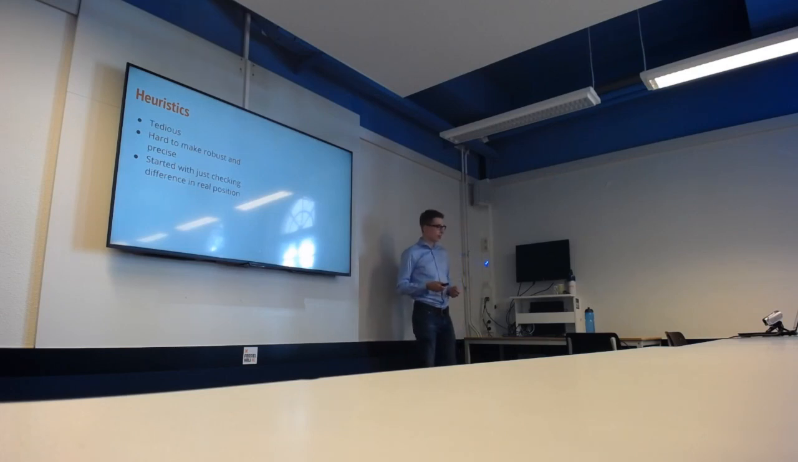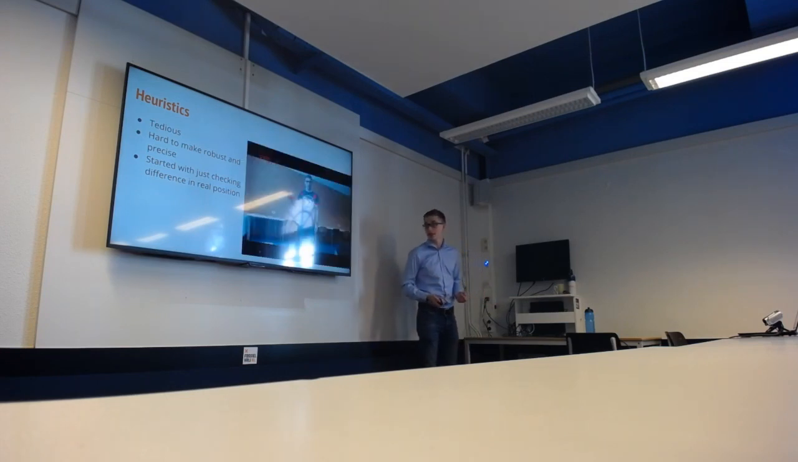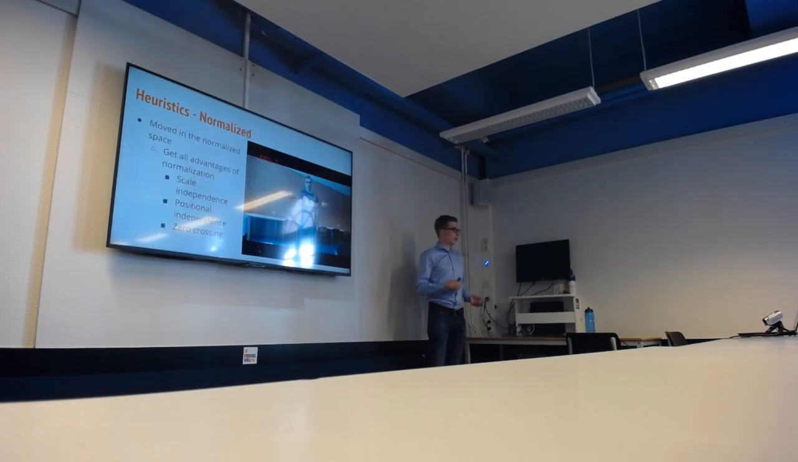We started off with just checking the difference in the real position that looked like this. So we took 1 point, took the other frame, calculated the distance it traveled, for example 200 in this example, and if it exceeds a certain threshold, we just say it was a gesture for whichever arm did this distance. What we then did was we moved it to the normalized space to get all of the advantages of the normalization, so we can stand anywhere in the image.